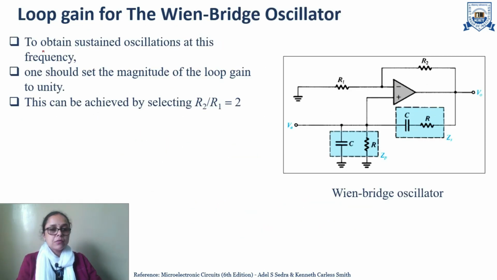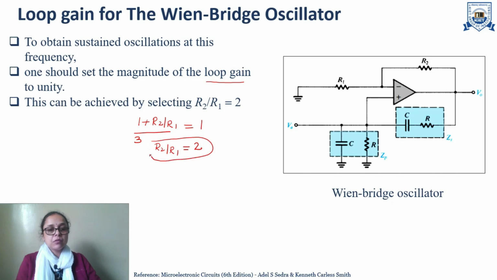Now another condition for oscillation is that the loop gain should be unity. For the loop gain to be unity, that is, (1 + R2/R1)/3 should be unity. It means R2/R1 will be 2, its minimum value. The ratio of R2 by R1 should be set as 2. Then only we can achieve oscillation in this Wien-Bridge oscillator.